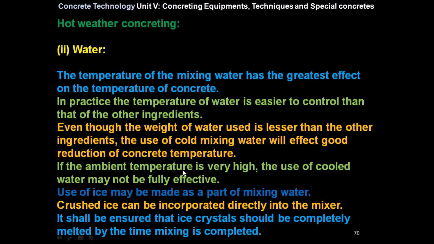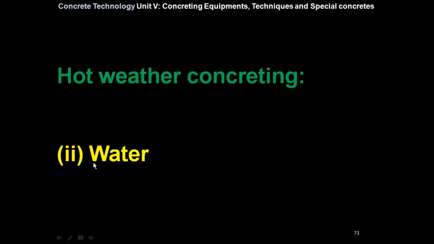If the ambient temperature is very high, the use of cold water may not be fully effective. Use of ice may be made as a part of mixing water. Crushed ice can be incorporated directly into the mixer. It shall be ensured that ice crystals are completely melted by the time mixing is completed. So we have seen the water.